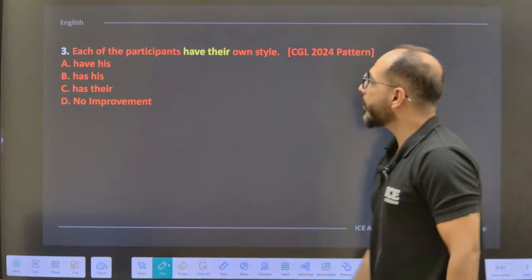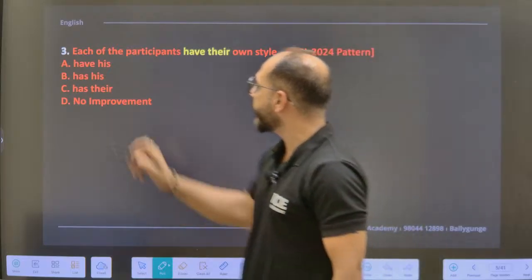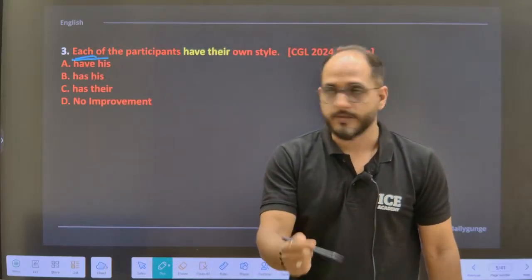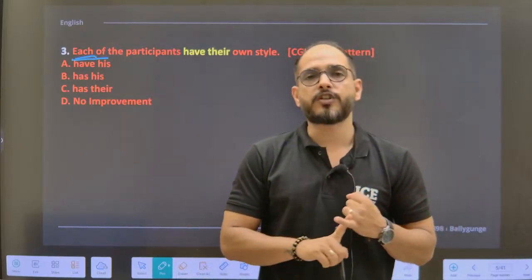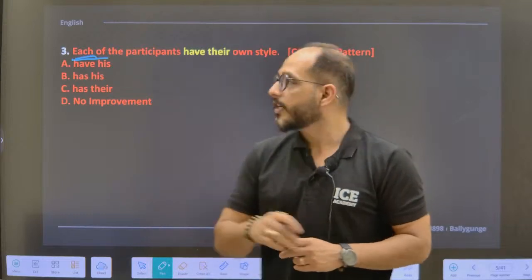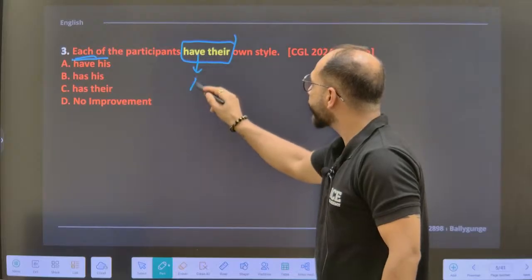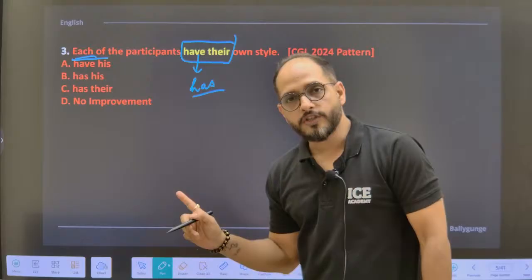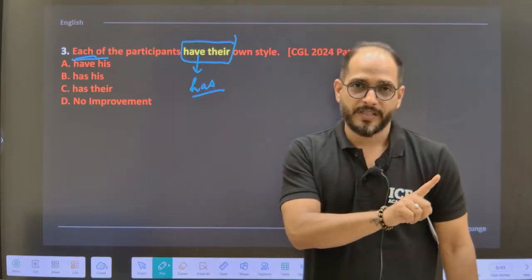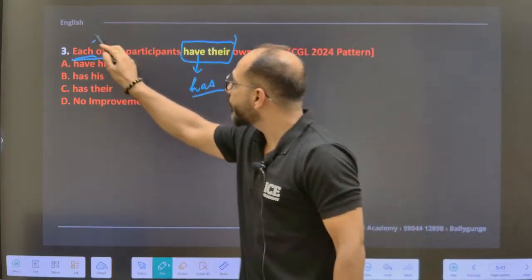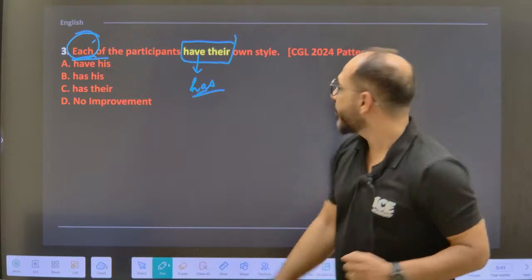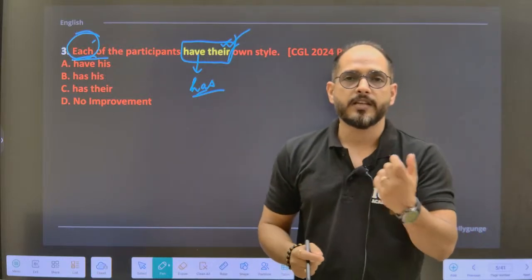So here it says each of the participants have their own style. So again, each, that particular determiner, is the subject of the sentence. I said a little while ago that whenever these distributive determiners are in the sentence, they are always followed by a singular verb, right? So first of all, have will be changed into has. This logic has already been discussed; look at question number 1. I am not going to repeat it, but there is a second part of that logic. If this determiner is singular and we are using a singular verb for it, tell me, the personal pronoun used for it, should it be singular or plural?